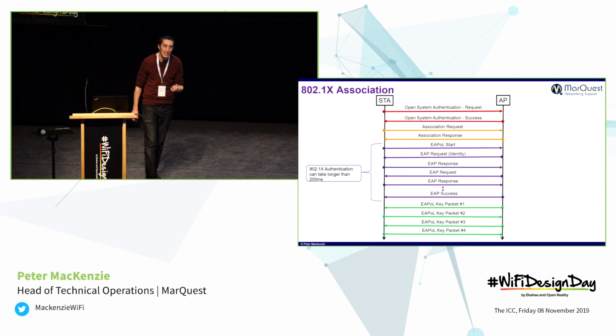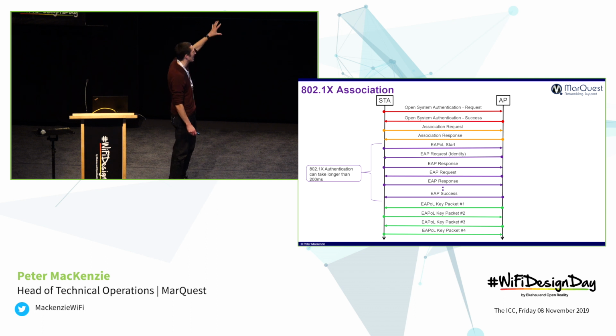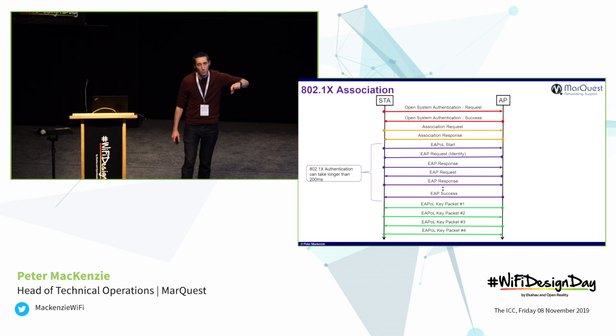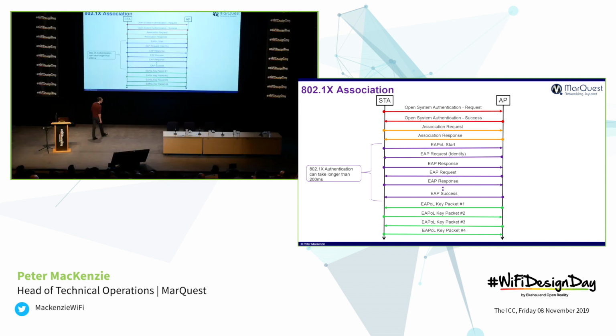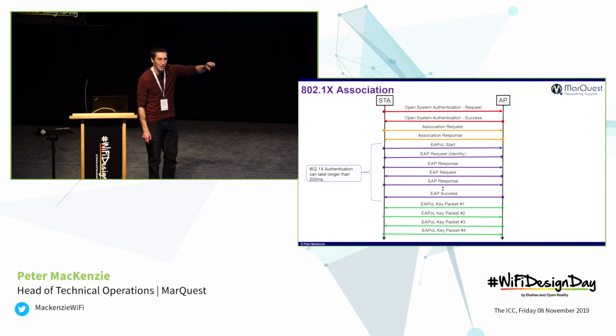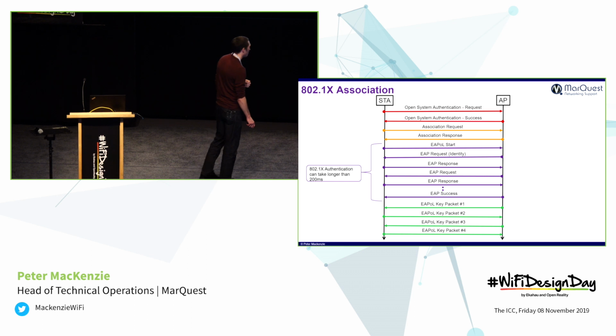If we are successful with 802.1x authentication, that's my section in purple, we're then going to go to what we call the 4-way handshake, which are these EAPOL key packets in green on the slide. And this is where we exchange our security keys that we're actually going to use to encrypt our data transfer. So that's our process we go through. 802.11 authentication, association, we've got an 802.1x exchange, and we've got this 4-way handshake.